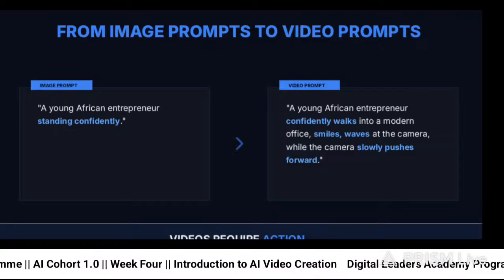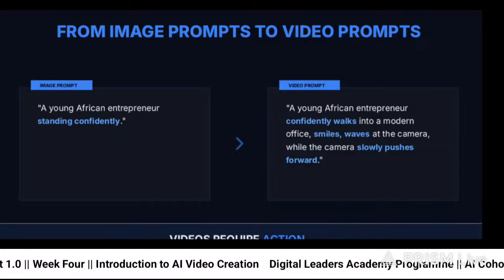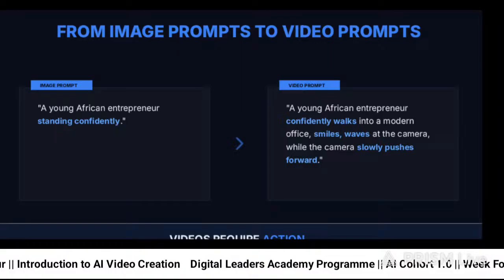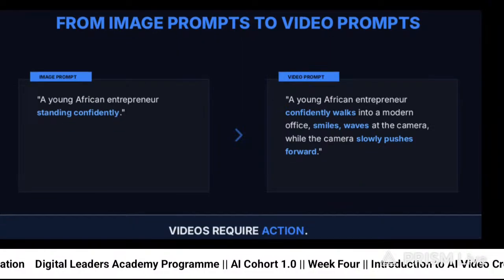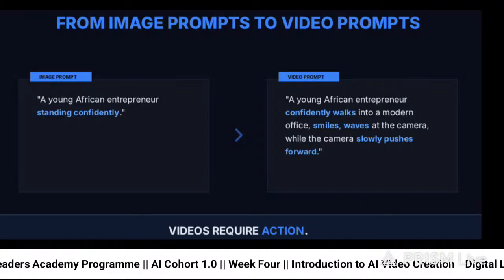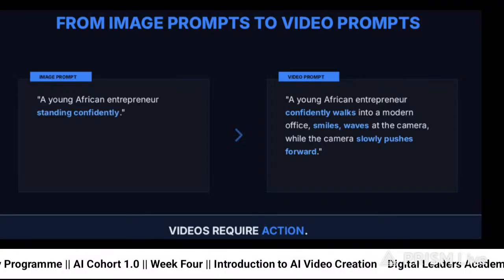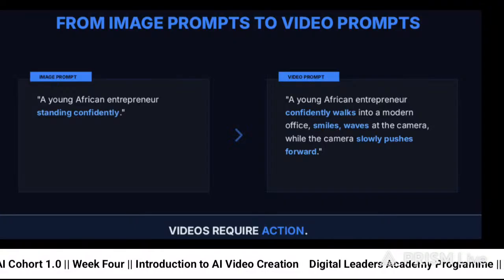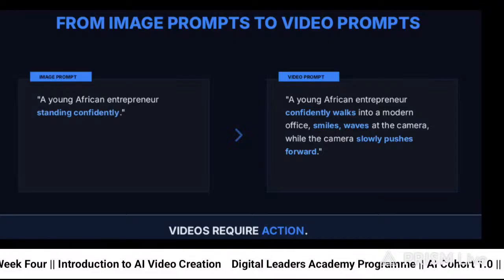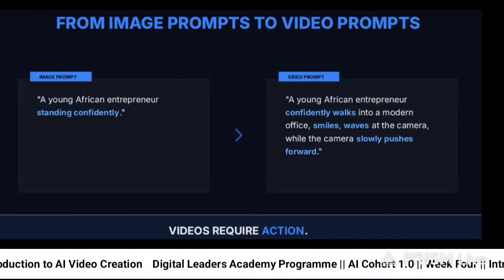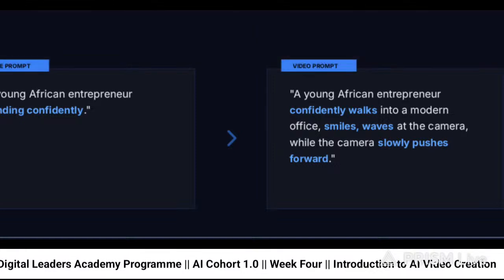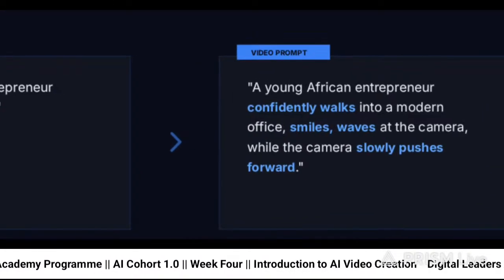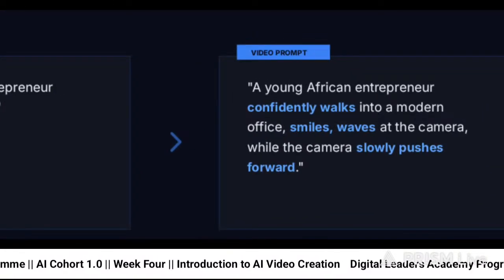Now, if you try to enhance this image prompt into a video prompt, it changes to something like: a young African entrepreneur confidently walks into a modern office, smiles, waves at the camera while the camera slowly pushes forward. Now we can see that there are some words highlighted in blue there. It is very important that we understand why. Now let's look at this prompt one by one.